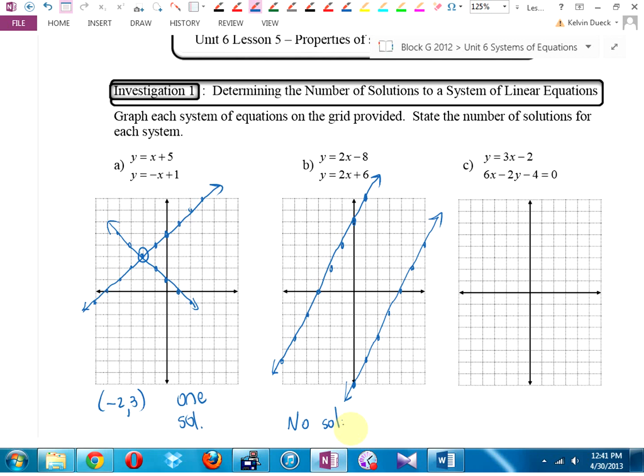C. Now, this first line is in slope-intercept form. It has a y-intercept of negative 2 and a slope of up 3 over 1.